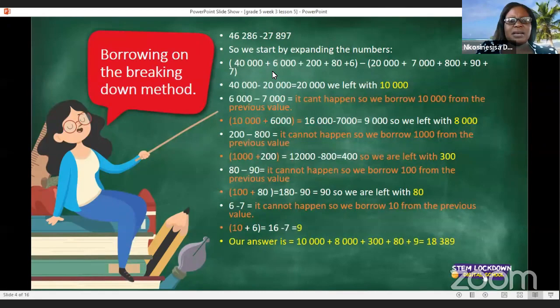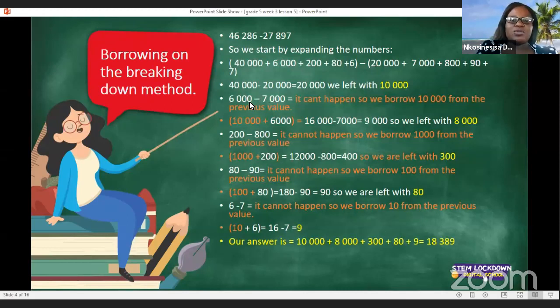So after breaking down the number, the second step that you have to do, you now have to subtract them according to the place values. So the first one is 40,000 minus 20,000. It gives us 20,000. And then the second one is 6,000 minus 7,000. Remember yesterday I explained about borrowing. So you cannot subtract a bigger number from a smaller number. So we have to borrow.